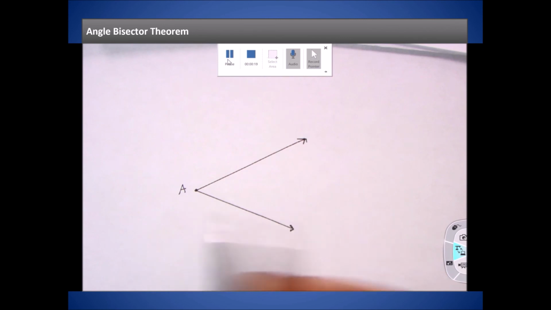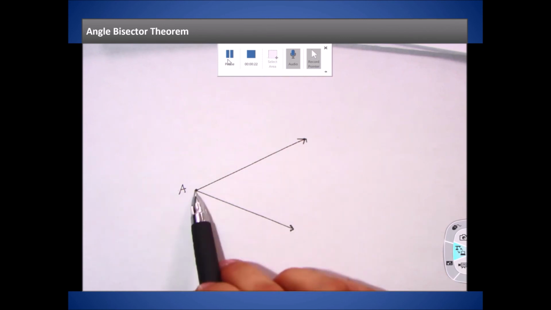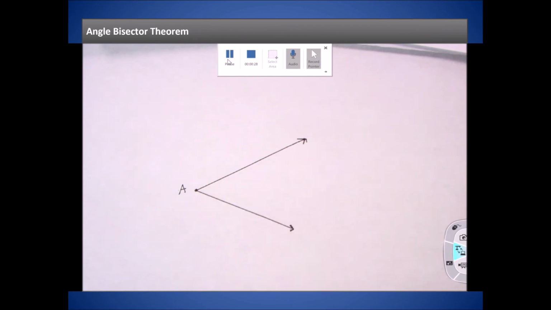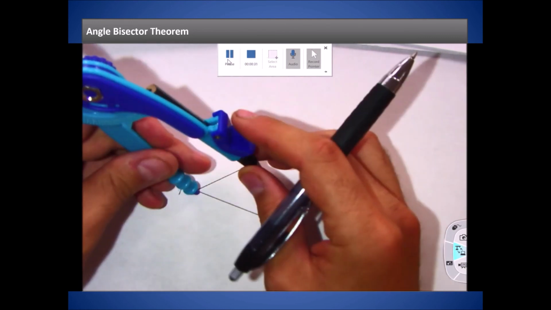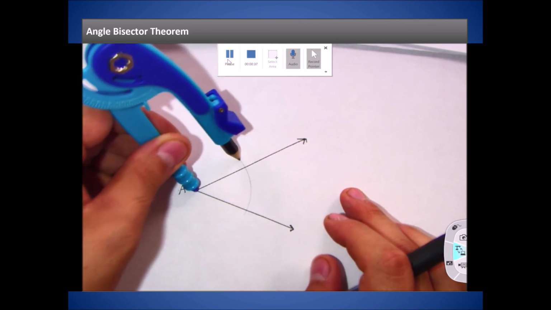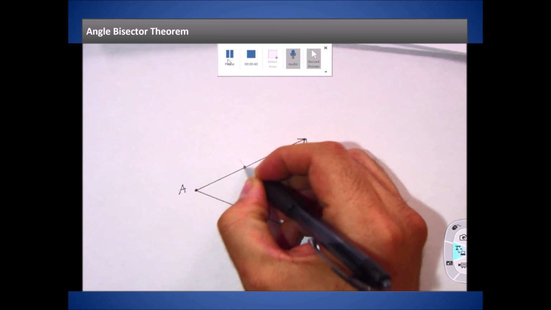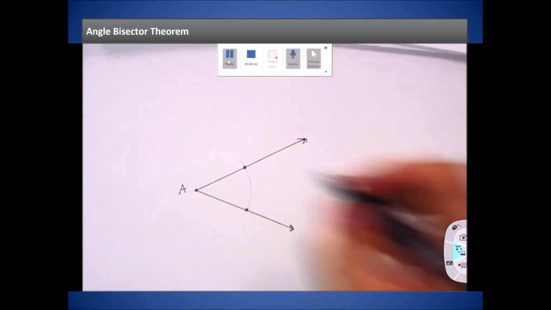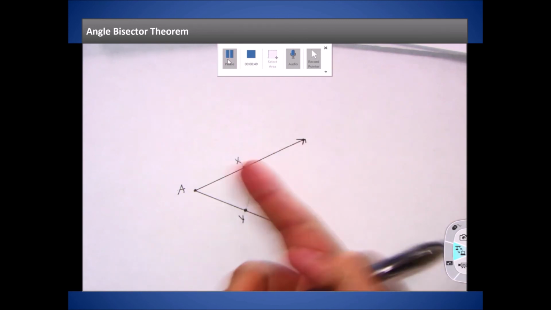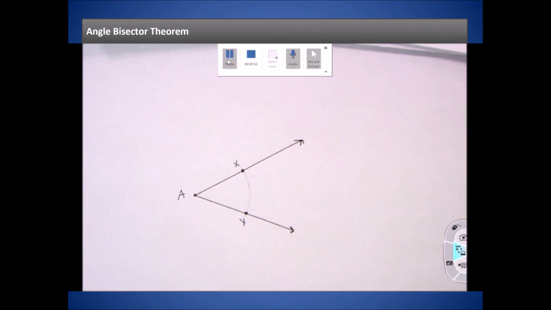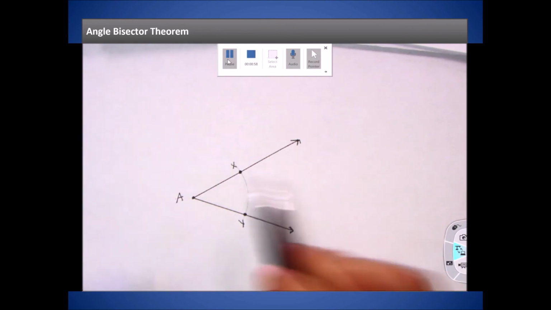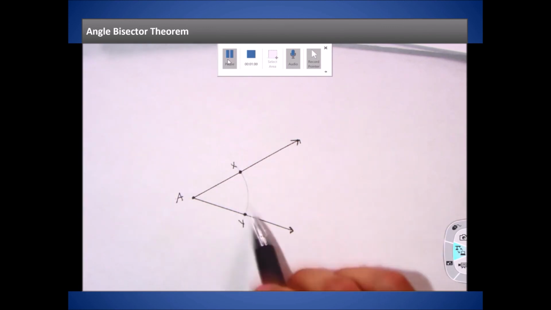We got an angle here, angle A. The vertex is A. The vertex is the common point between these two rays, right? We got this ray on the top, this ray on the bottom. So we're going to first draw an arc here just to identify two points on the different rays, one point on each ray. So let's call this X and Y. And so now we got this angle XAY. I just arbitrarily called it X and Y. There's no real reason why I called it that, other than I didn't want to use B and C because I'll use B and C later.